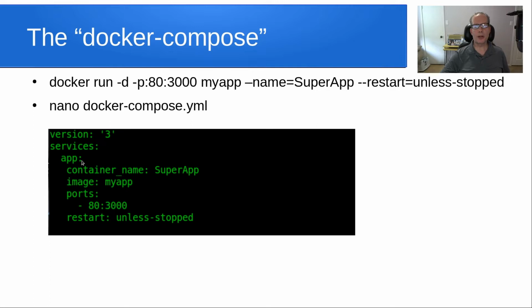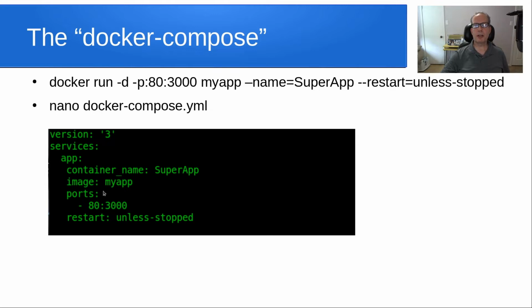A code editor validates your code syntax so you don't end up having to barrel through all these errors when you accidentally leave a space out or put a tab in or something. Anyway, it just says container name is super app and the image is my app. Again, the port number 3000 being exposed as 80, and then there's the restart unless stop. So that's the logical equivalent of that.